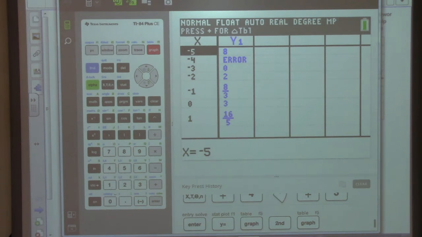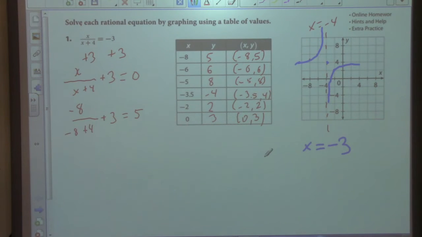So what I want you to do is do problem 2, just sort of work on that. I'll call on somebody here in a few minutes for that.